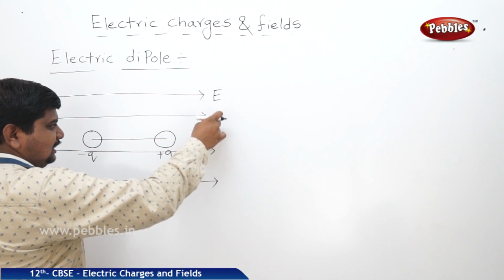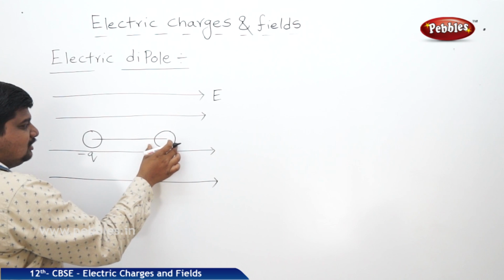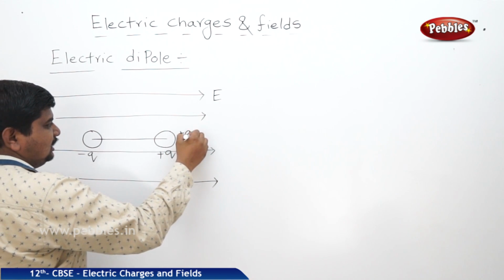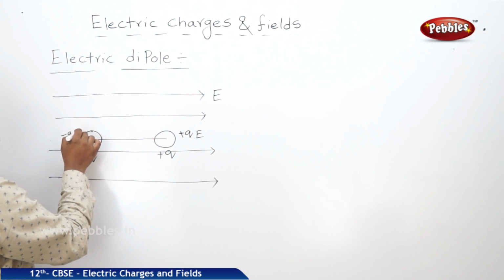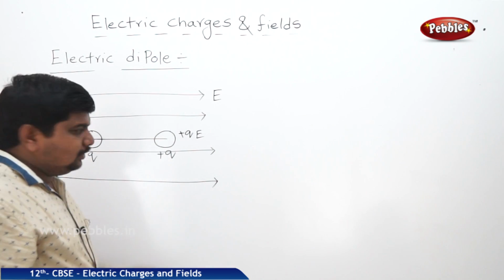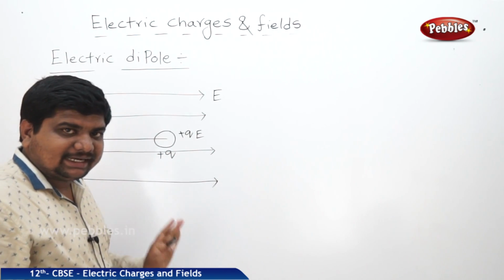The force is a force of attraction, and one more thing, the force acting on the positive charge is plus QE. Here it is minus QE. This is the original setup of the dipole which is placed in the uniform electric field.